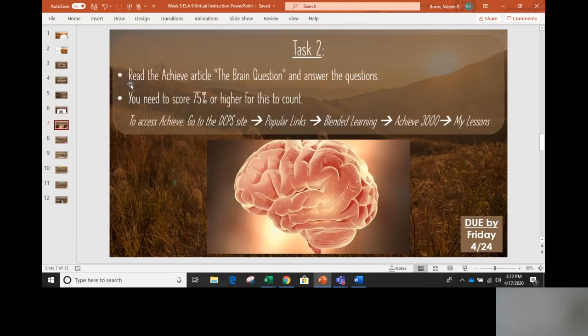You, of course, have your Achieve article. So the article this week is called The Brain Question. Read that article, answer the questions. Remember that you need to score a 75% or higher for this to count. If you are struggling to obtain that 75% or higher, you can also do the stretch article. And I can count that as well.